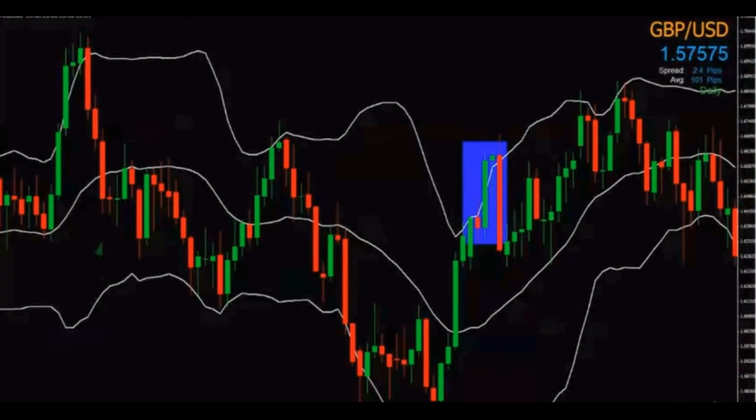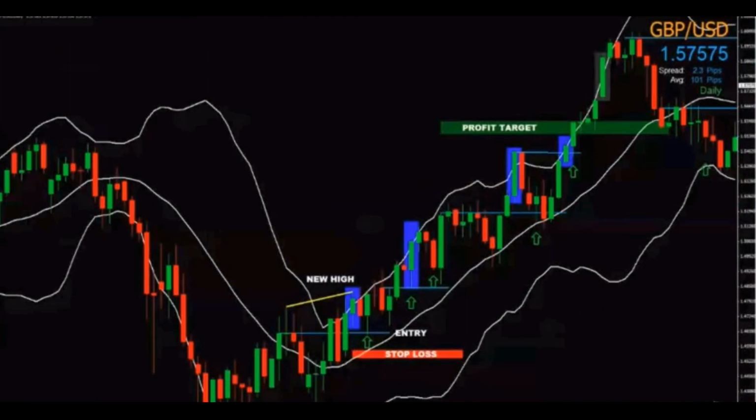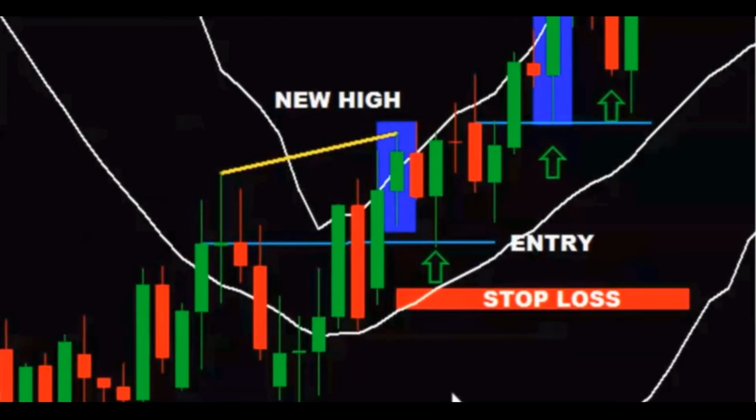Once we clearly see that the green candle has closed above the upper band, we must ensure that when this occurred, a new high was also generated. For example, when the candle closed above the upper band, we also had price generate a new high. This is critical, as this part of the setup defines the direction of the trade, and that is to go long once these two elements of the trade have been met.